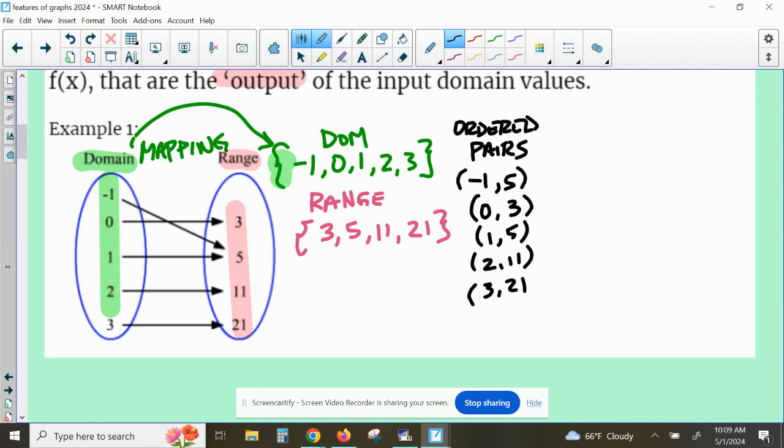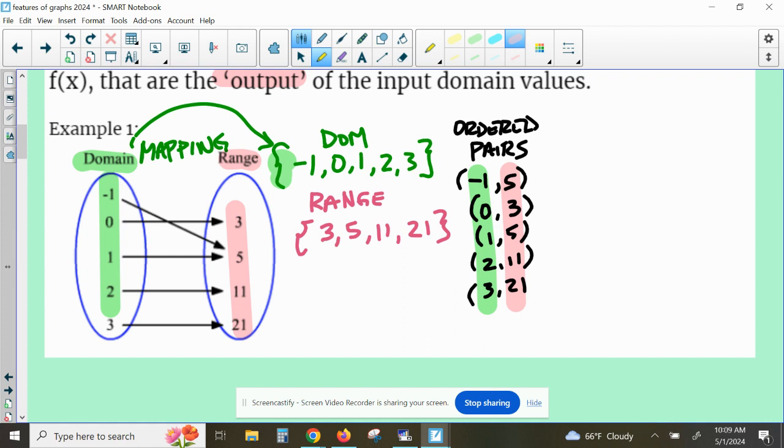I'm just going to color code them. So green for my domain. So these are my domains right here. And I'll do pink for my ranges, and those are right here. Super easy to pull from points.